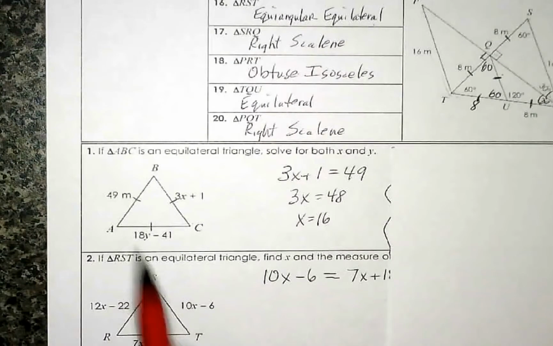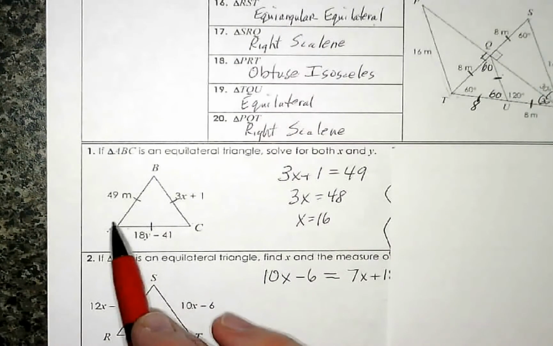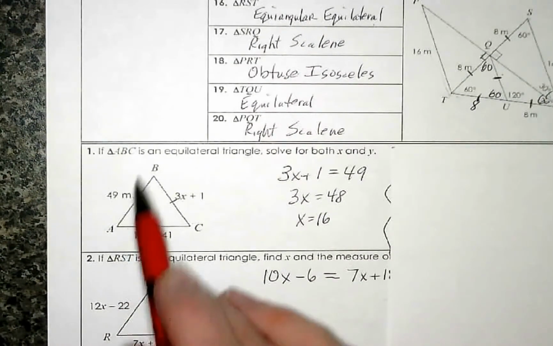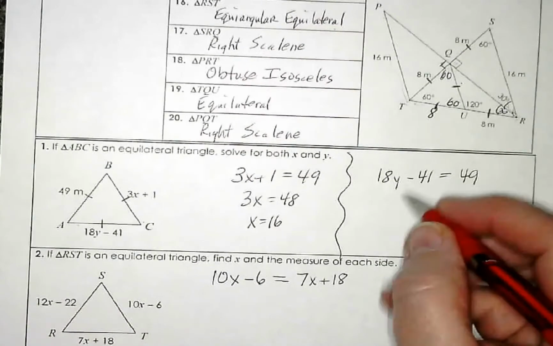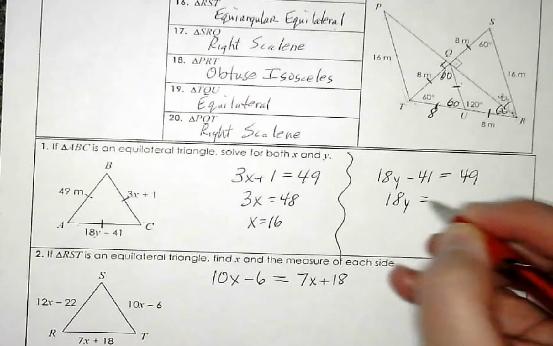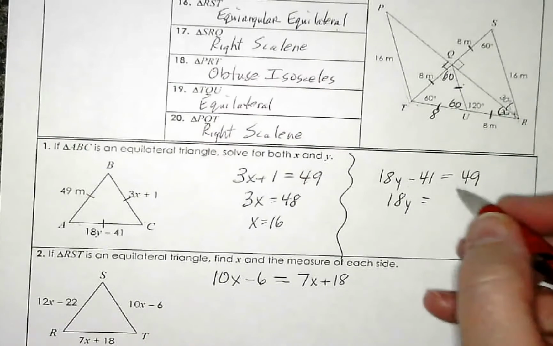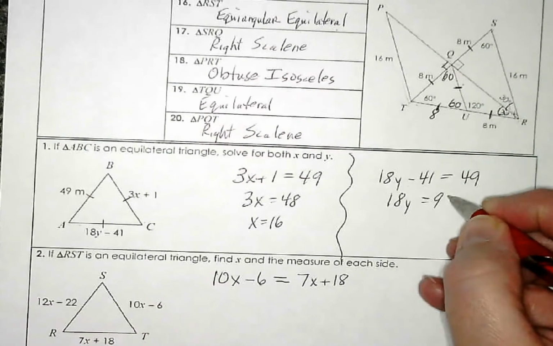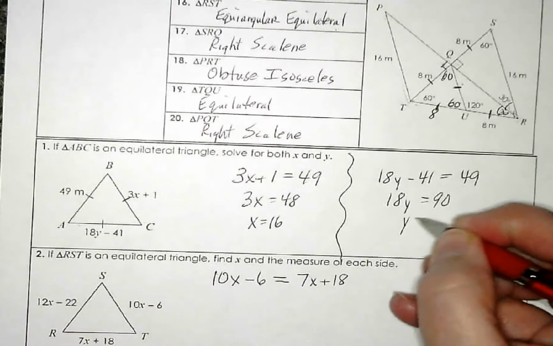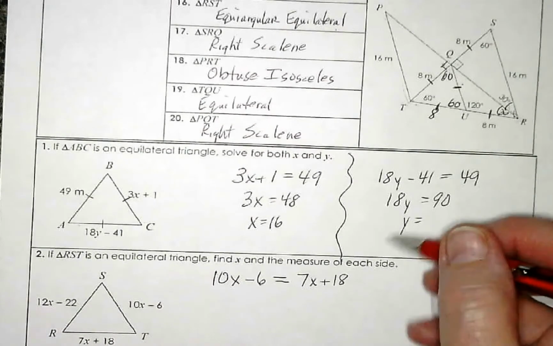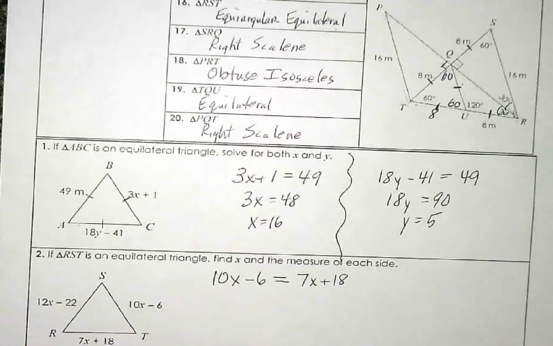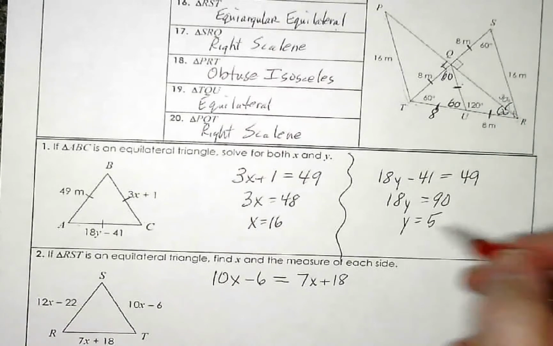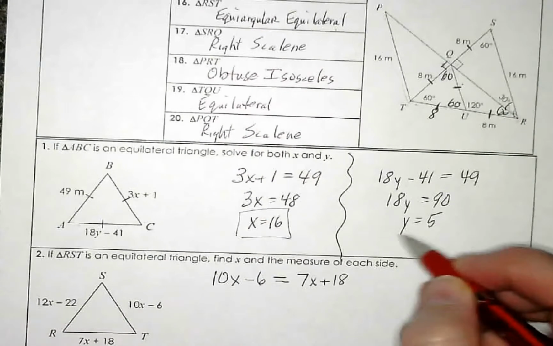For Y, this side has to equal any of the other 2 sides. So it has to equal 49. So 18y minus 41 has to equal 49. So 18y, I'm going to add 41 over here. That gives me 90. 18 into 90, I believe is 5 times. So y equals 5. We're done with that problem.